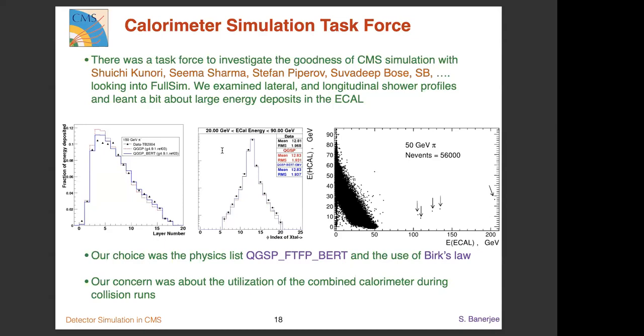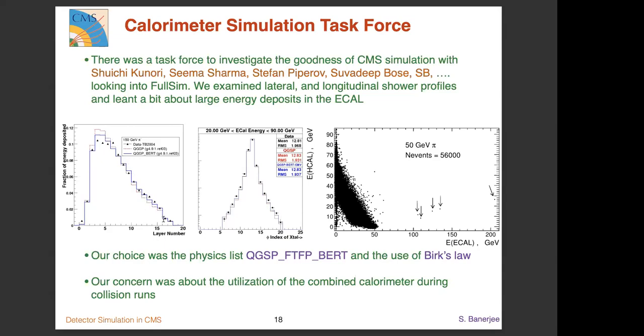We examined the lateral and longitudinal shower profiles and learned a bit for the large energy deposition in ECAL. So here you have, after incorporating the Bertini cascade code and making a physics list called QGSP Bertini, which uses essentially three models: QGSP at high energy, Bertini at low energy, and the intermediate energy is joined by the LEP, the low energy parameterization of the Humphrey-Feld code.